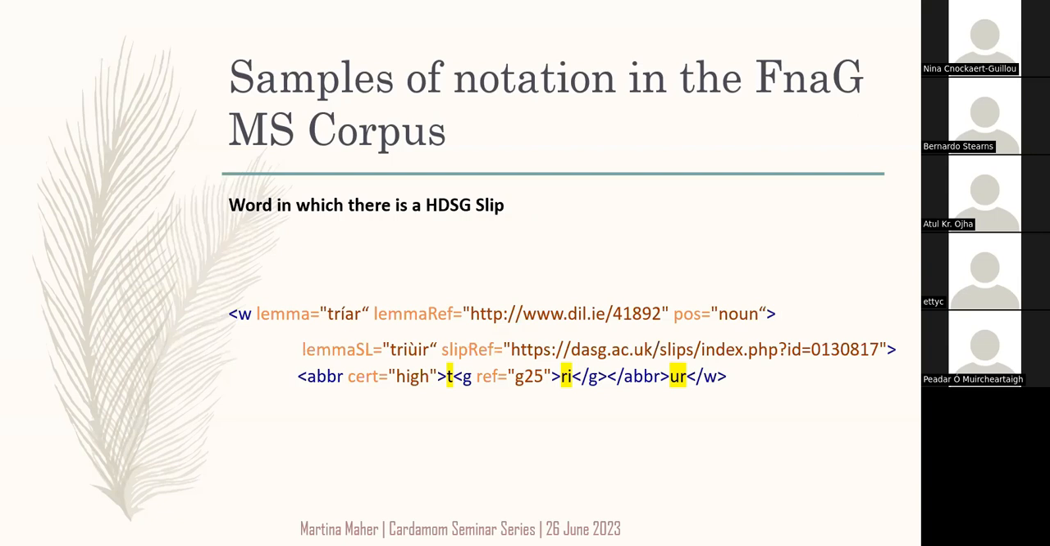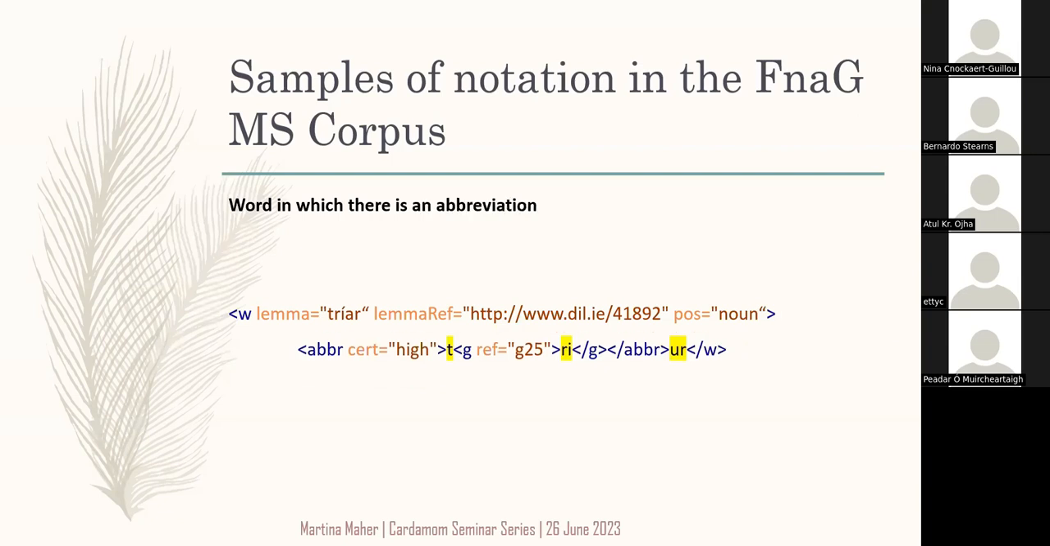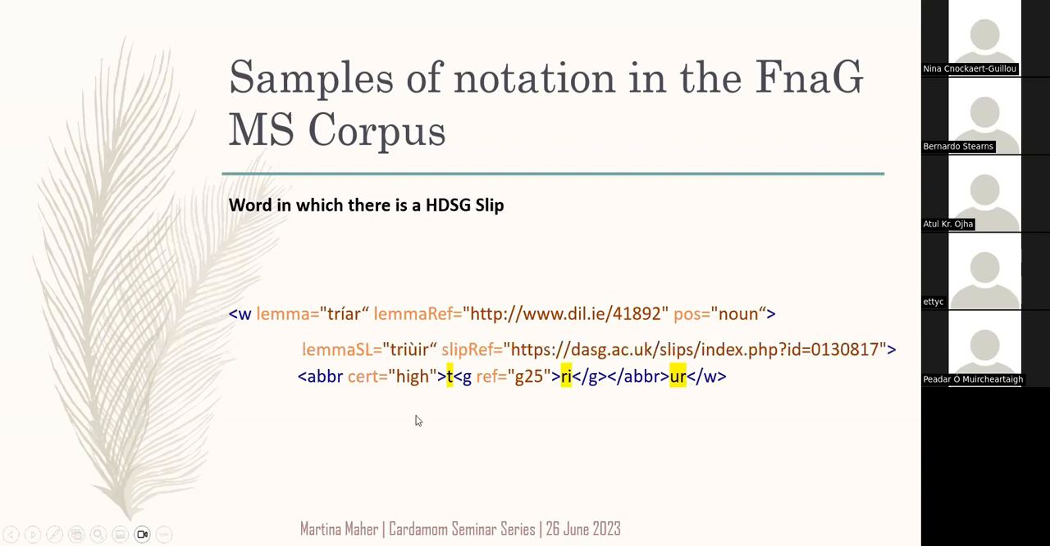I haven't gone backwards. This is where we left off with a word that has an abbreviation in it. Again, these highlighted bits are all that goes on screen, even though what's behind the scenes is a lot more. And at this stage, I mentioned before that we have the Historical Dictionary of Scottish Gaelic slips available to us as well, where those appear for a specific word.